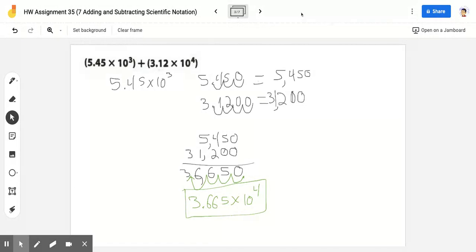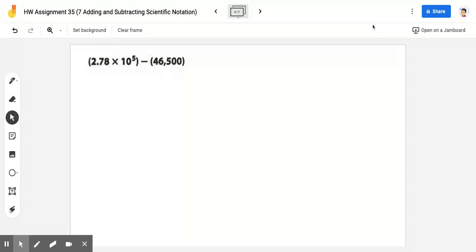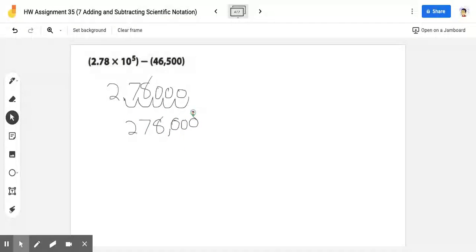All right, let's do strategy one again with the second problem. Let's get them both to standard form. One is already in standard form, so very nice for us. We have 2.78, moving 1, 2, 3, 4, 5 places, which will be 278,000, minus, and we line up our decimal places, 46,500. Let's do some subtraction. Let's borrow. So 231,500.